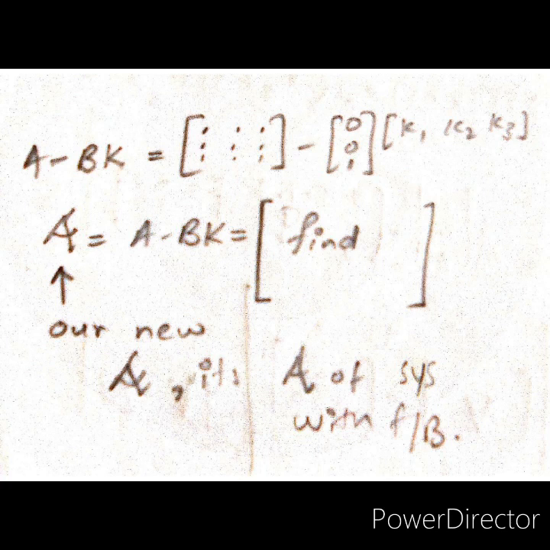What you have to do right now is do the working. You have the A matrix, B matrix and K in the form of variables, and try to find out this calligraphic A matrix, the new system matrix.